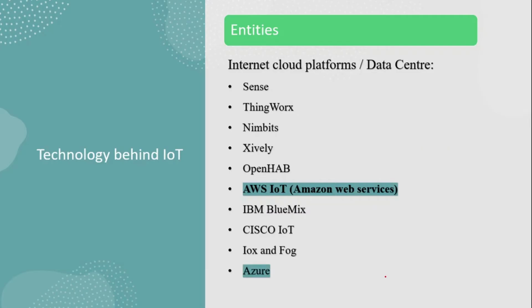and Fog, Azure, TCS Cup. So here the popularity is established for AWS IoT, Amazon Web Services, and Azure. This one is developed by Microsoft, Microsoft Azure. These two companies are providing the best cloud platforms for IoT development.